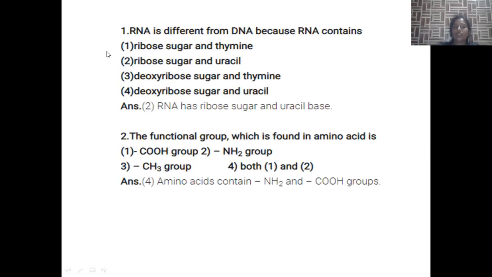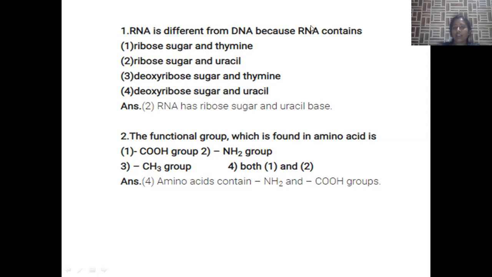And the next question: RNA is different from DNA because RNA contains... RNA and DNA are both genetic material present in living organisms. RNA stands for ribonucleic acid. DNA stands for deoxyribonucleic acid. RNA has ribose sugar and thymine will be there. No. Ribose sugar with uracil will be there. Uracil is the suitable answer for RNA, and DNA is deoxyribonucleic acid, and it contains thymine, guanine, adenine and cytosine bases but not uracil.